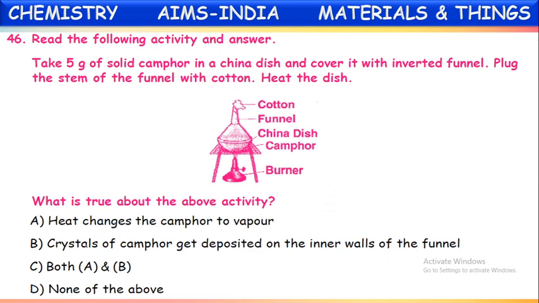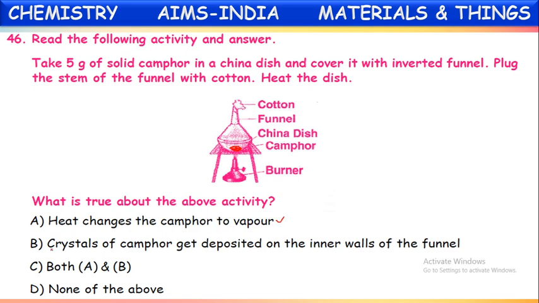They have taken some camphor in the china dish. They covered the china dish with the funnel, and they plugged the empty stem of the funnel with cotton. Now they have started heating the china dish with the burner. Now what happens? The solid camphor inside starts converting into vapor. So heat changes the camphor to vapor.